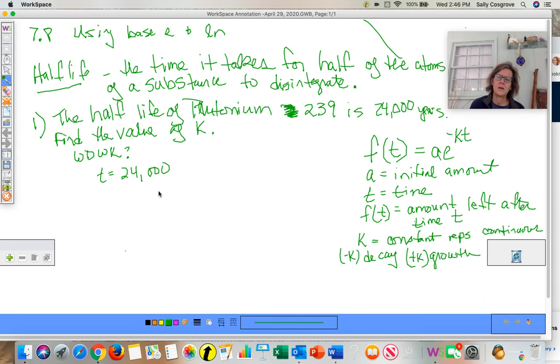And you're like, Cosgrove, we don't know enough stuff. Look at all these. There's 1, 2, that's not a letter, that's Euler's constant. 3, 4. There's 1, 2, 3, 4 variables. How are we going to solve this equation? Because we just know one thing.